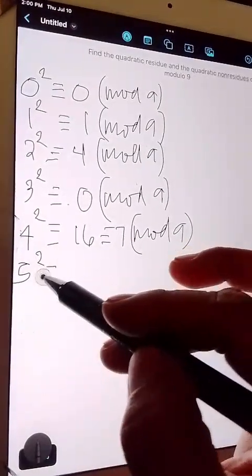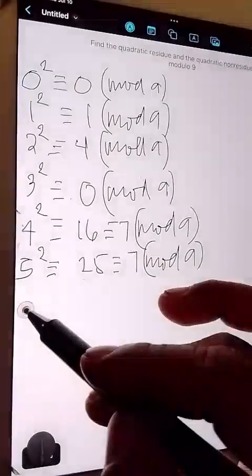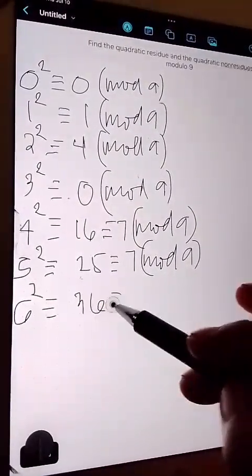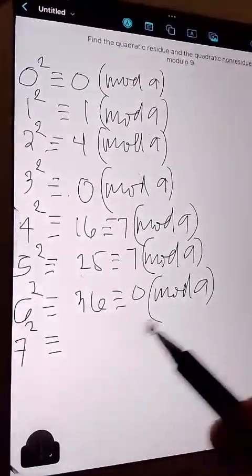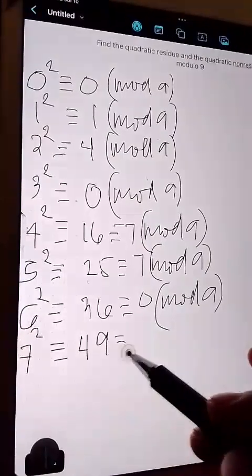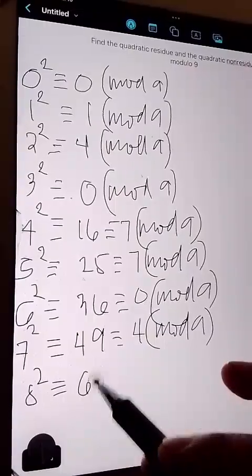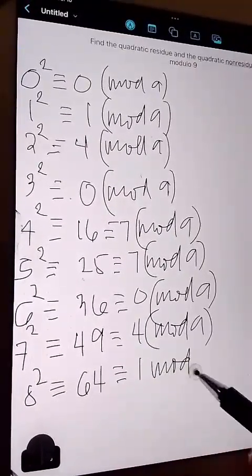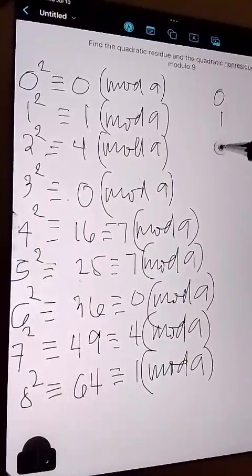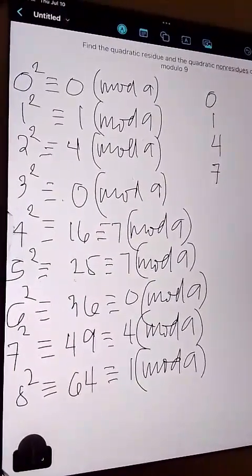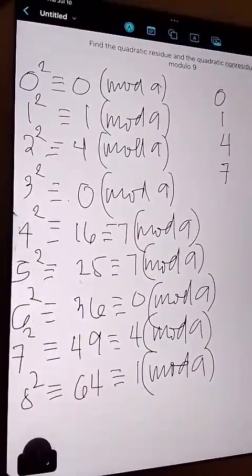So 5 raised to the power of 2 is congruent to 25, which is congruent to 7 modulo 9 again. So 6 raised to the power of 2 is congruent to 36, which is congruent to 0 modulo 9. So 7 raised to the power of 2 is congruent to 49, which is congruent to 4 modulo 9. So 8 raised to the power of 2 is congruent to 64, which is also congruent to 1 modulo 9. So the quadratic residues modulo 9 are 0, 1, 4, and 7. So the quadratic non-residues are the remaining integers from 0 to 8, which are 2, 3, 5, 6, and 8.